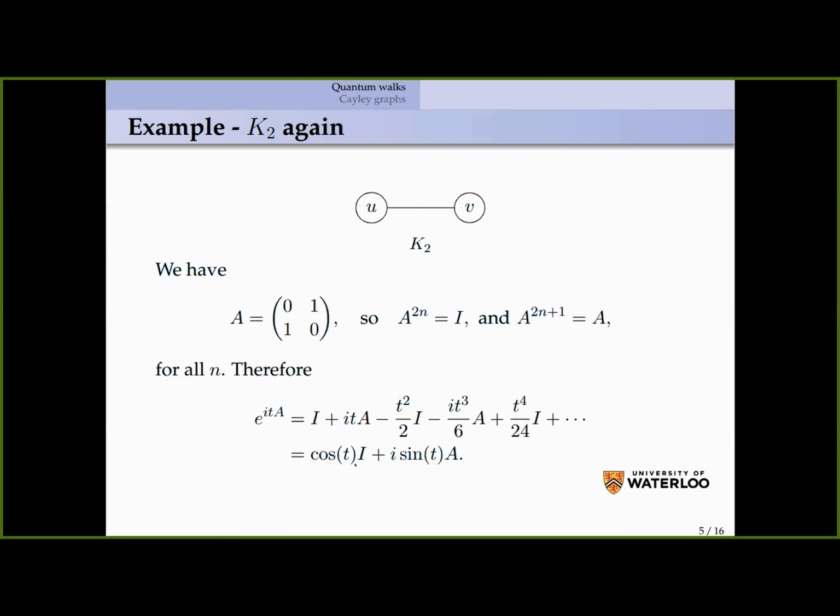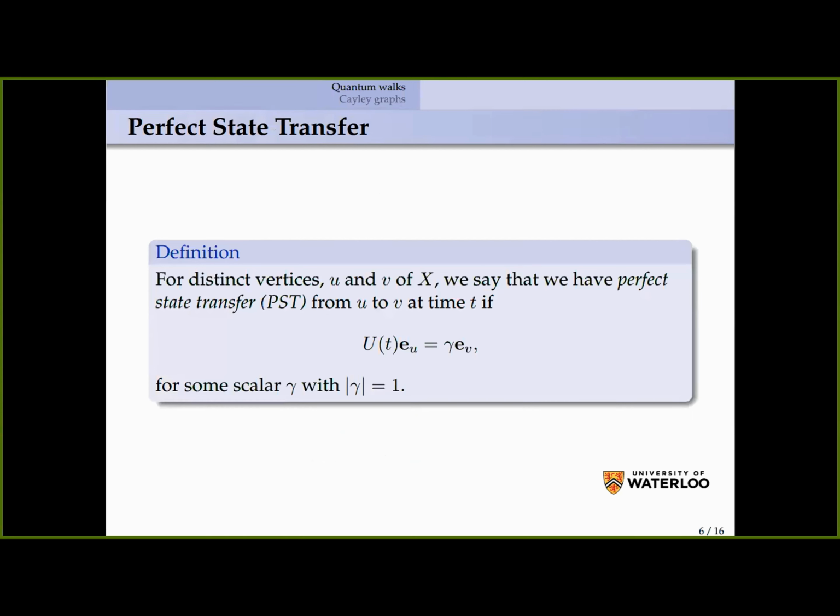And so what we want to look at is what sort of behaviors do we see in these walks. And a particular one that we are interested in is called perfect state transfer.